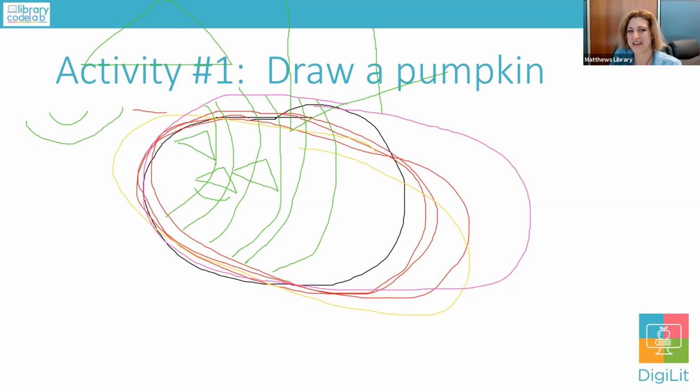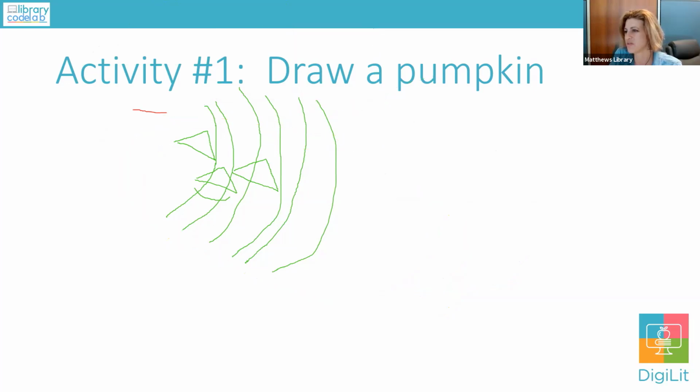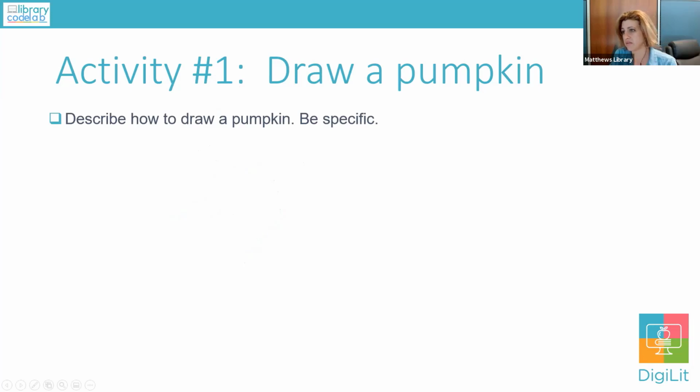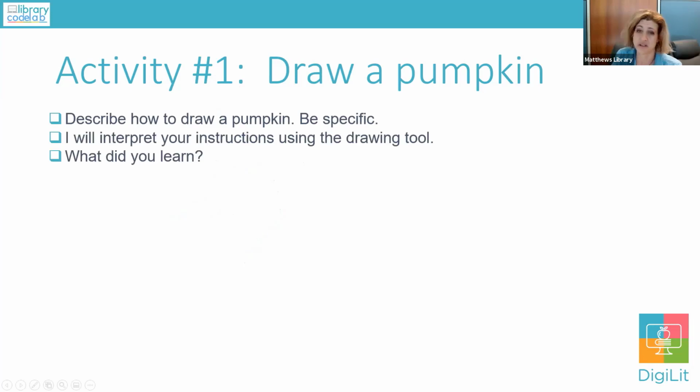I hope this little exercise explains how specific you have to be when you start thinking of a computer, that you have to give a lot of detailed directions. What that basically means is, again, be specific. I interpreted the instructions with the tool, but what did you guys learn? I think it's telling you that it will be easier if I have my paper and I show you how to do it, because just oral instruction, oof, my goodness, it's tough. Okay.